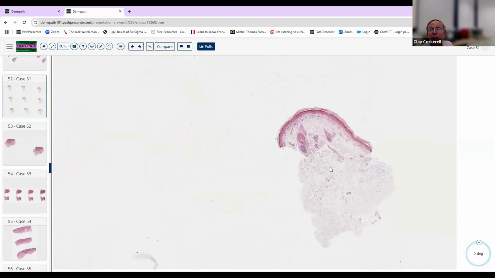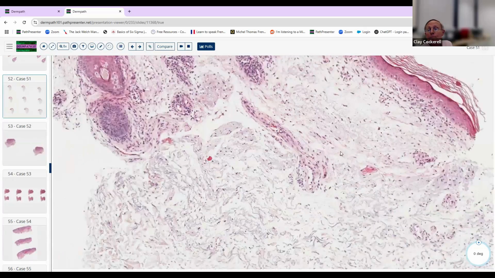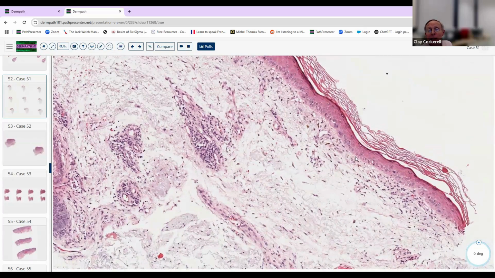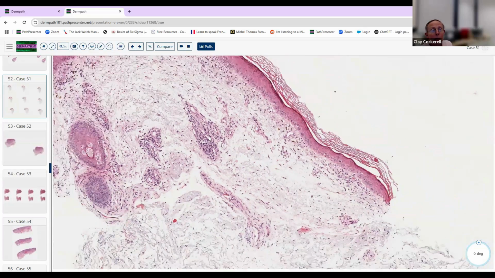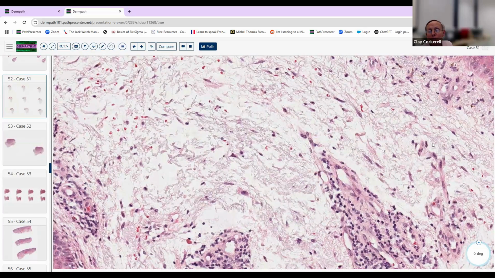You've got a superficial perivascular dermatitis. That's also interface change. Okay. You've got a few scattered dyskeratotic keratinocytes. You've got some melanophages here. You've got a perivascular lymphocytic infiltrate. And you've also got some mucin in the dermis here.